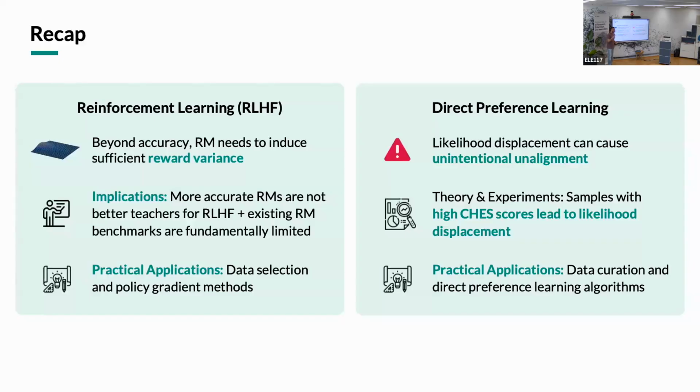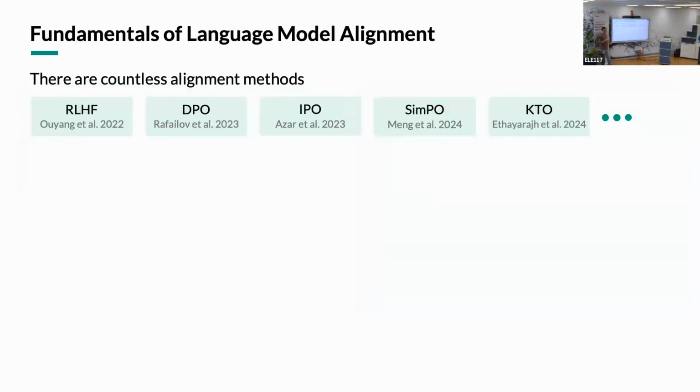Now, going forward, by now we have numerous alignment algorithms. RLHF and DPO are the main ones, the most dominant, but now there are numerous variants. Every week or so, you get a new method coming up.